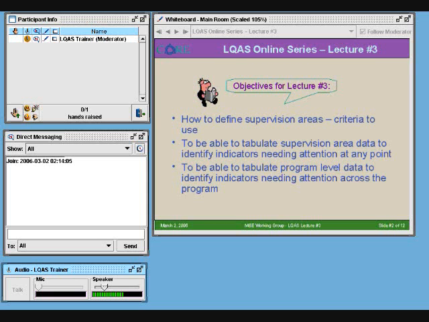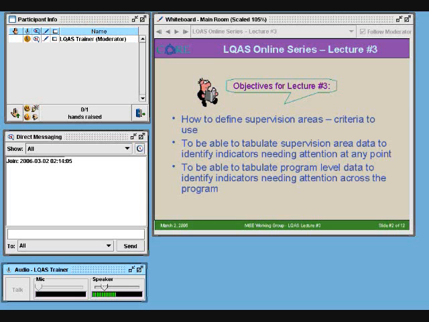Objectives for this particular lecture include how to define supervision areas and, more importantly, the criteria to use when defining supervision areas in the project catchment area. We will also be able to understand how to tabulate supervision area data and program level data in order to identify indicators that need attention at any given point within supervision areas and throughout supervision areas. By the end of the lecture, you should be able to understand the process of tabulating data after a survey that uses LQAS is completed.